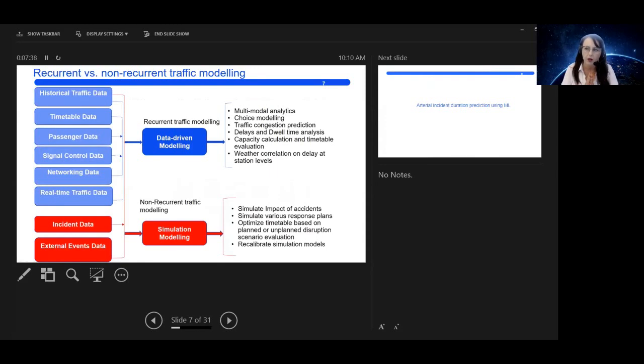So in the approach that we are taking when we're doing transportation modeling, there are majorly two streams that we are taking. And it's all depending on the data sets that we have available. I have listed here a few.